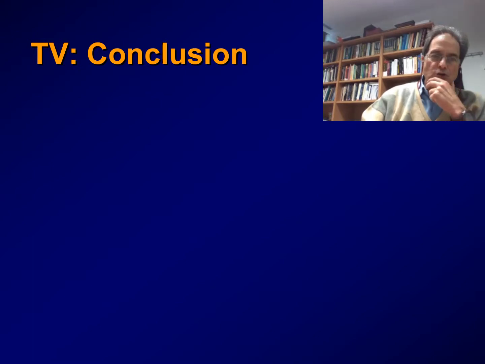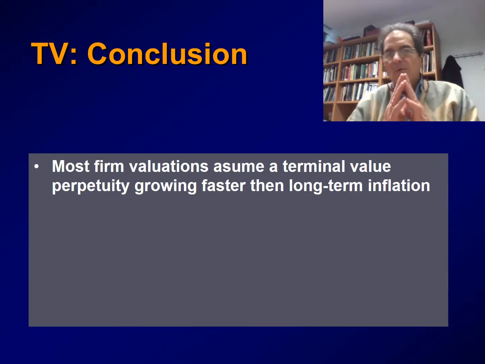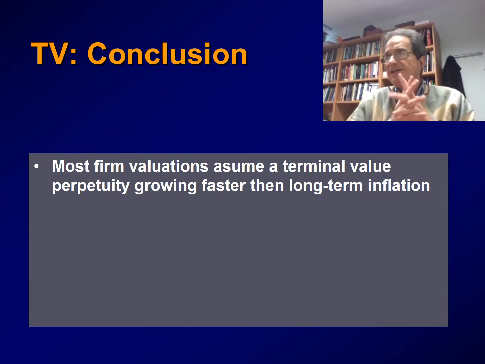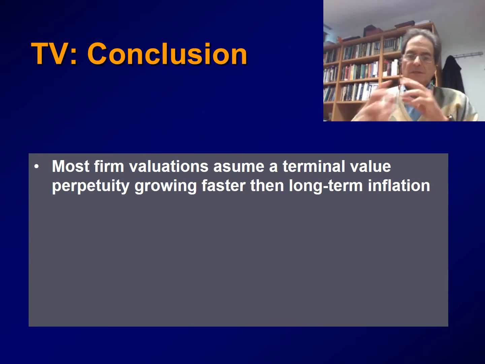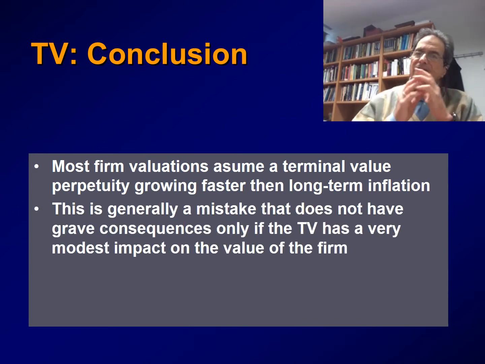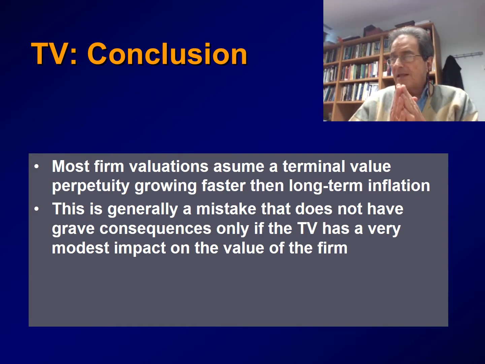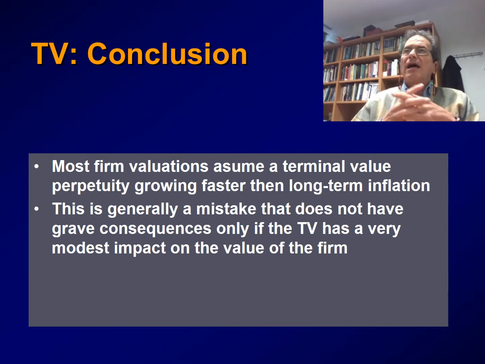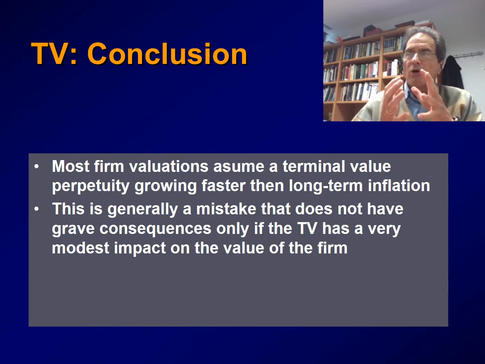So what is our conclusion here? We know that most firm valuations assume a terminal value perpetuity growing faster than long-term inflation. In our opinion, this is a mistake, because as we explained before, no firm can add value in perpetuity. So the terminal value must not grow faster than inflation. Of course, this assumption does not have grave consequences as long as the present value of the terminal value represents a modest proportion of the value of the firm.